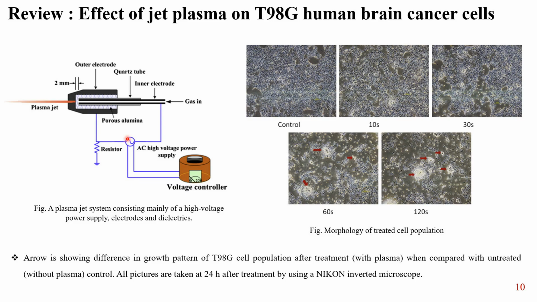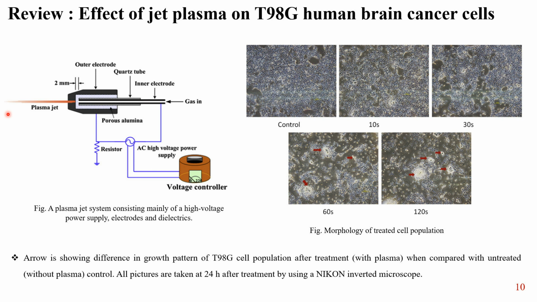Then coming to the next one, the second image displays that they are using a jet plasma process for the T98G human brain cancer cells. Here the jet system consists mainly of a high power supply voltage and electrode dielectric. A normal jet plasma is used for treating cells in the presence of air gas flow. You can see here they are using the gas in, and the plasma is generated here.